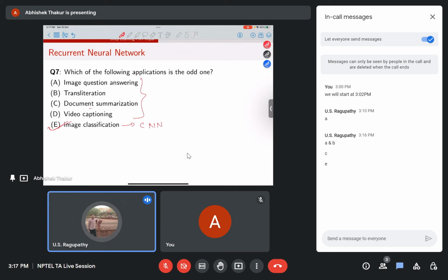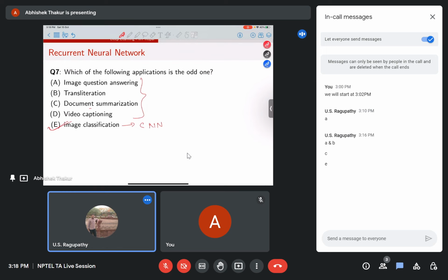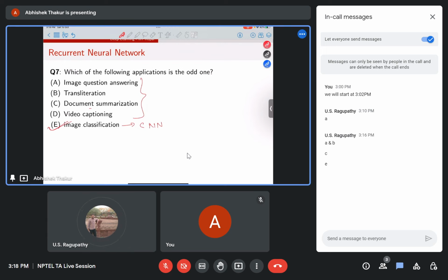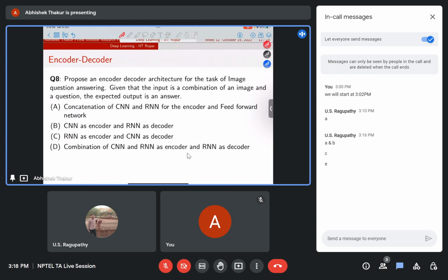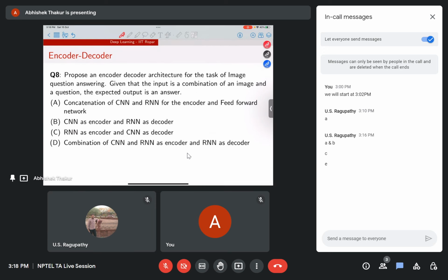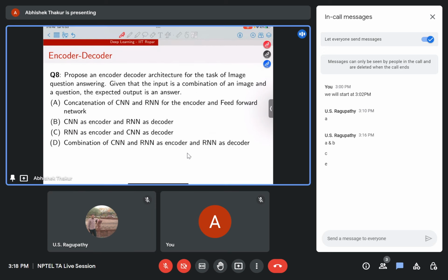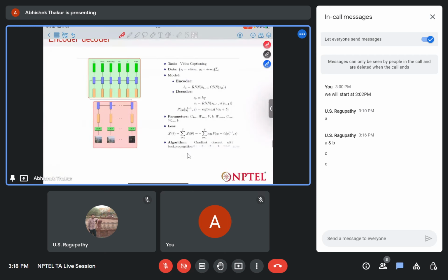What is translation? Like translating a language, yeah, something like that. Even in the same language, or even in a different language, like some French to English or something like that.